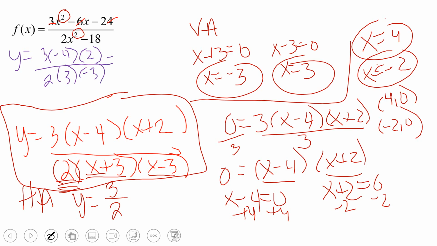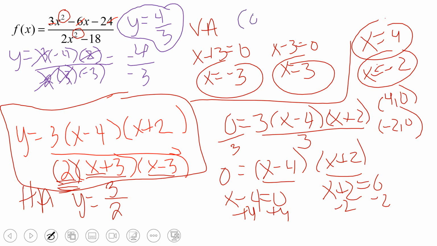And then I can go ahead and reduce. Like I know 3 divided by 3 is 1. 2 divided by 2 is 1. So I end up with negative 4 over negative 3. Two negatives make a positive. So y equals 4/3 is the y-intercept, written as 0 and 4/3.